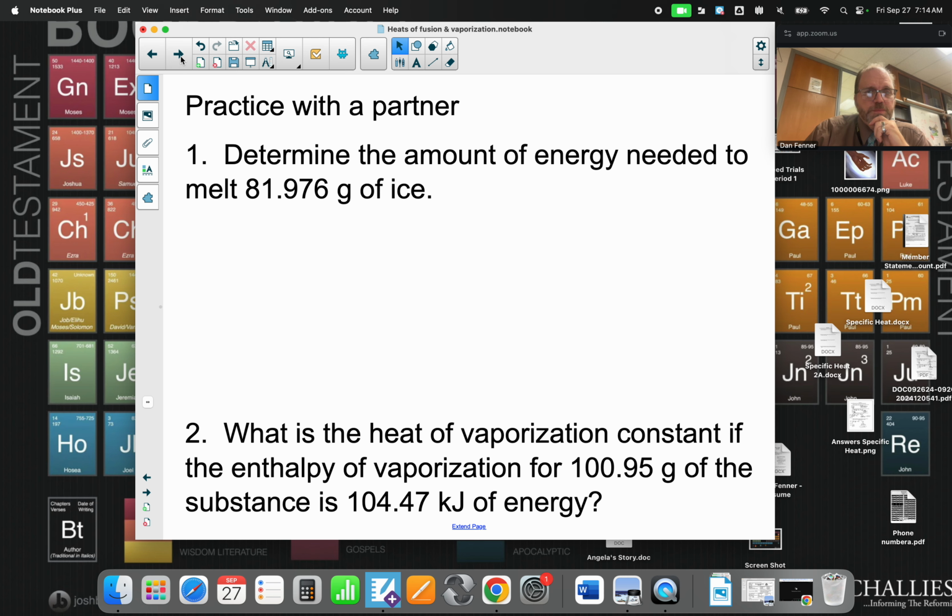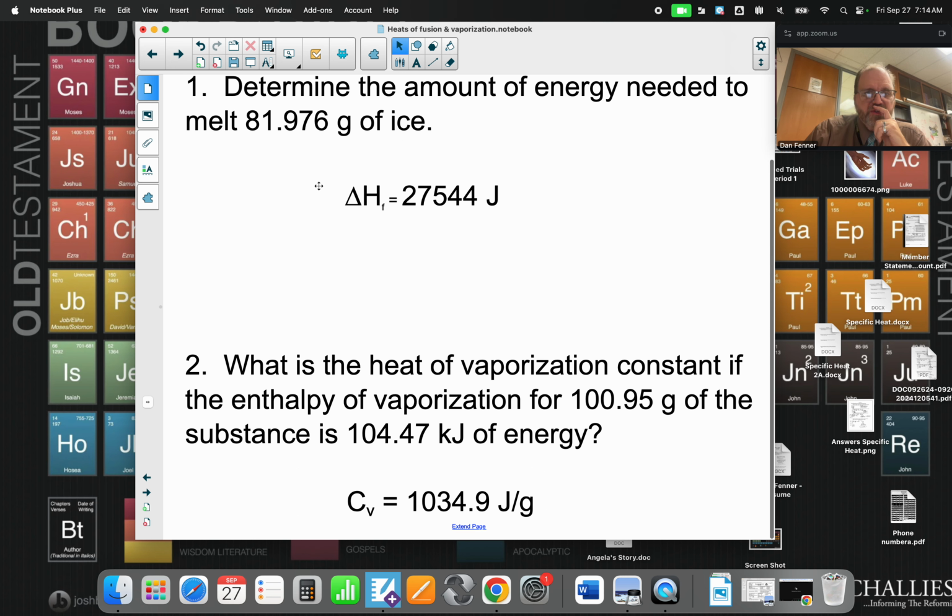Okay, here we go. For the answer to the first one, we're going to get 27,544 joules. For the second, 1,034.9 joules per gram.